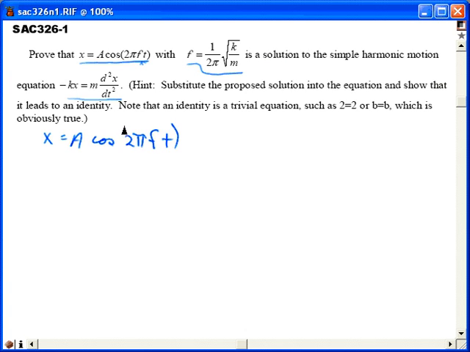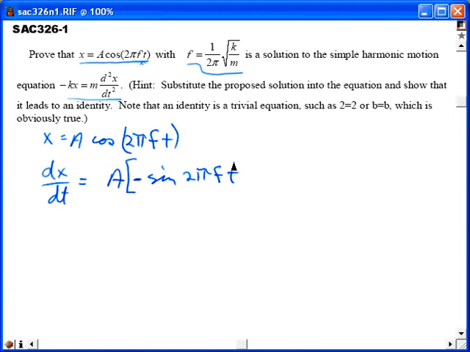And f is just a constant. It'll be easier to take the second derivative before making the substitution. There's x, dx by dt. Okay, I got a constant out front, so that just stays there. And then times the derivative of the cosine with respect to its argument, which is minus the sine. And then times the derivative of the inside.